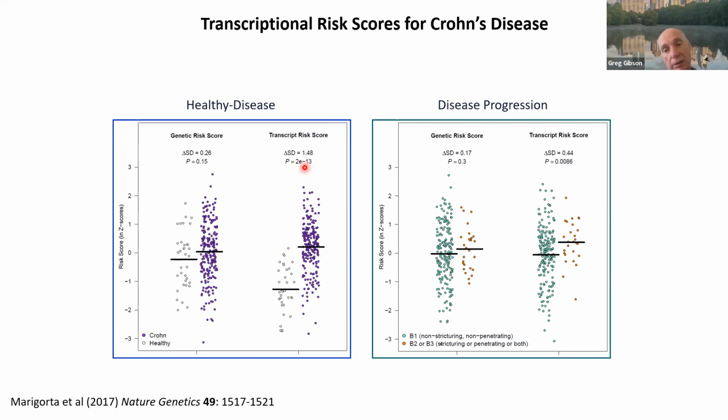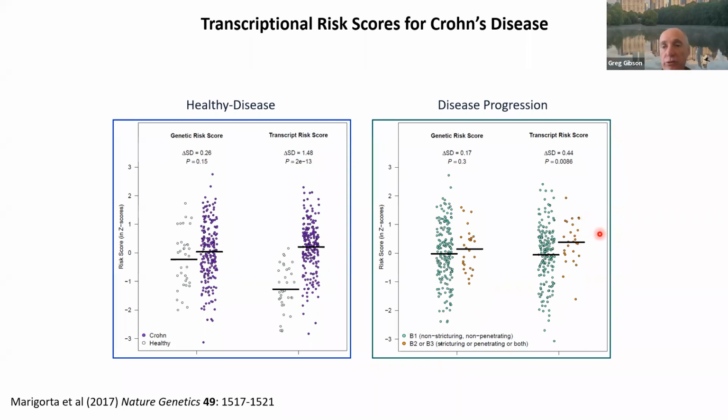And then unexpectedly, but delightedly for us, it turns out that these genetic risk scores provide no discrimination whatsoever for disease progression. B2 and B3 are progression to very severe stricturing or penetrating disease. It's not clear if it's clinically useful, but nevertheless, we've got a highly significant discrimination by the TRS with this measure between the progressors and the non-progressors, in this situation, despite a fairly small sample size.